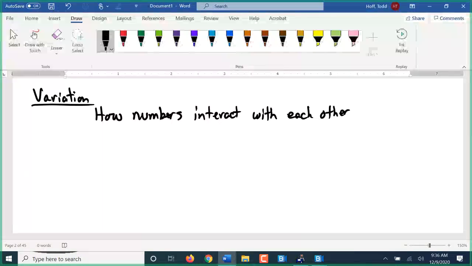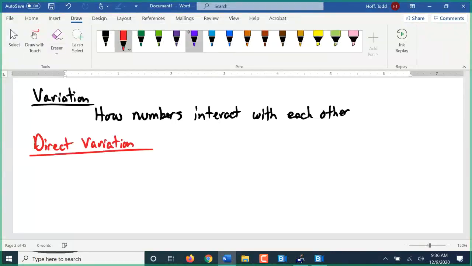And there are really only two ways. If we only have two numbers, there's only two ways they can interact. The first one is called direct variation. In direct variation, we're just going to call our two numbers for right now x and y. If x gets larger, y also has to get larger in a proportional amount. Or, if x gets smaller, y also has to get smaller. Their changes are directly related. Whatever one does, the other one has to do in a proportional manner.